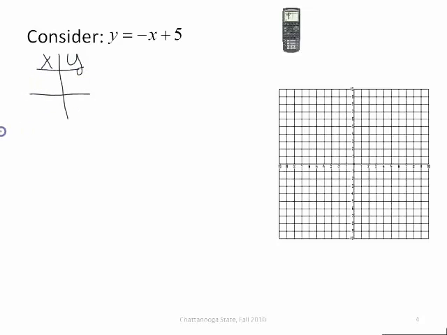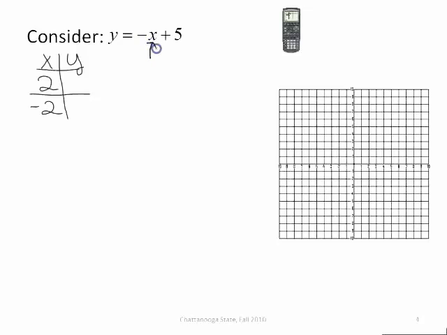And I'm going to pick numbers to use for x and y. I use 0 and 1. Let me just use different numbers here to show you that it doesn't really matter. Let me use a 2 and maybe a negative 2.